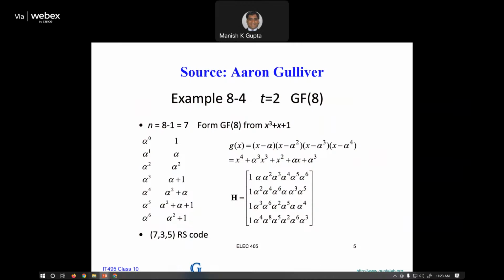From g(x), you can find the generator matrix. Remember, from cyclic codes, I gave you the idea of the generator matrix from the generator polynomial. That is there. From the generator polynomial, you will also find the parity check matrix. Some calculations are there. I'm just telling you how it is done.